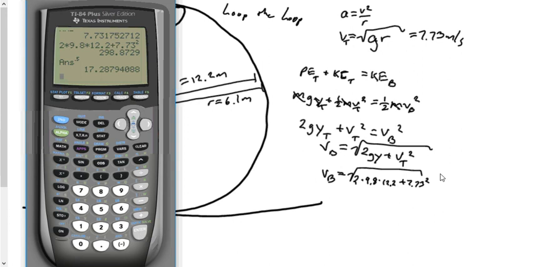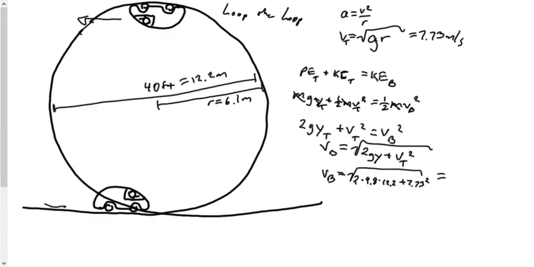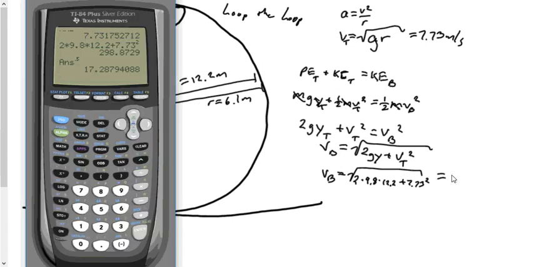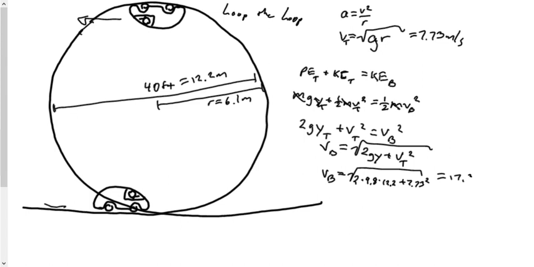And we have an answer of 17.3 meters per second, and that is the velocity at the bottom. So you could take a life-size car to go around a 40-foot loop-to-loop, enter the track at the bottom at 17.3 meters per second. You'd be going about 7.73 meters per second at the top and be able to maintain contact with the track.